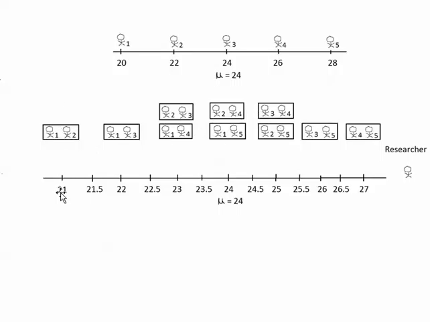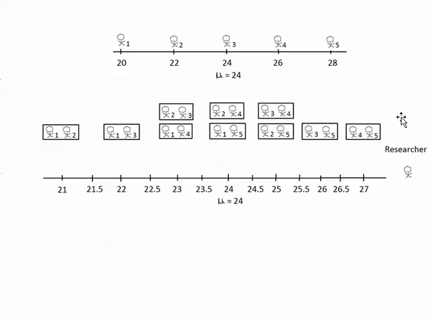So here's person 1 and person 2. They're a possible sample of 2 people. Person 1 and person 2, their ages are 20 and 22, so they have a sample mean of 21. That's why they're right here. So they're the sample with the lowest sample mean. That's why they're all the way down here.